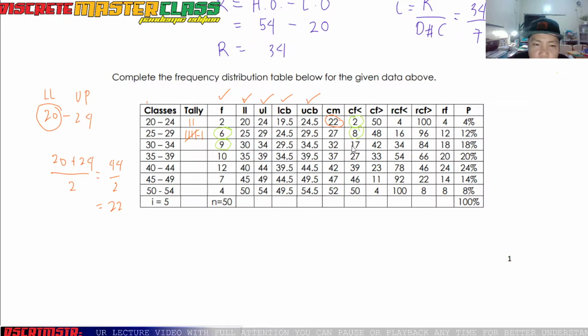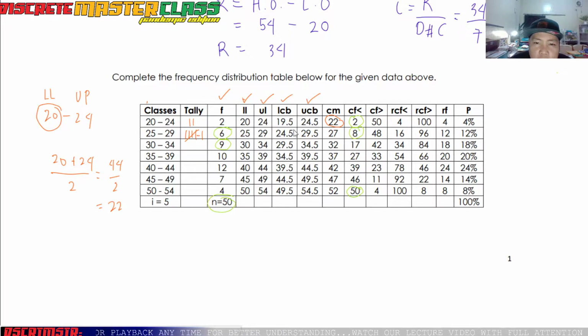Nag-a-add ka doon from different classes. Cumulatively. Okay? Sunod. 17. 8 plus 9 is 17 hanggang makarating ka sa 50. Take note na ang palatandaan na tama ang sagot mo, dapat ma-reach out mo yung number of data mo o rin tinatawag na number ng sample out of the population. Okay? So, ito yun, yung small n na yan.